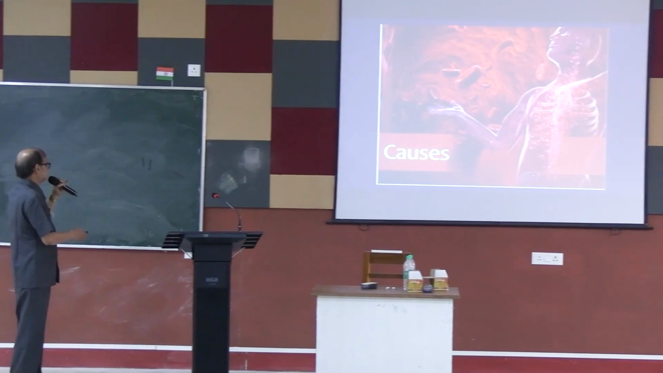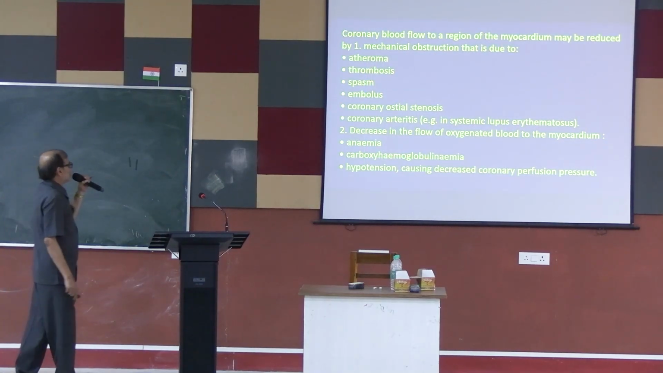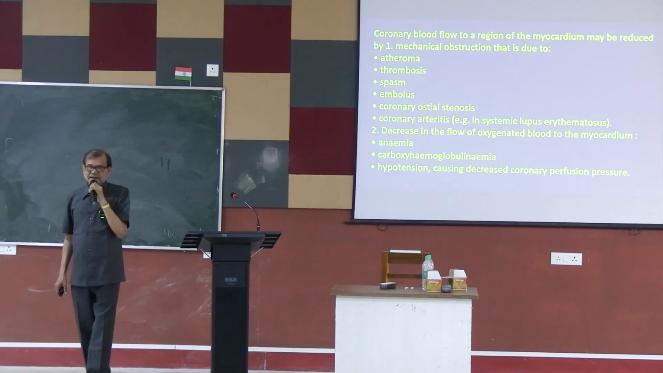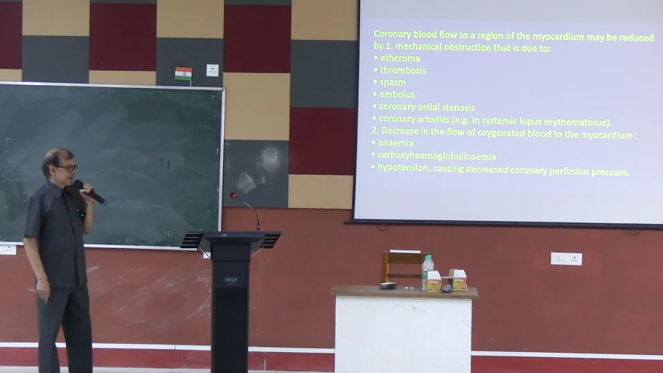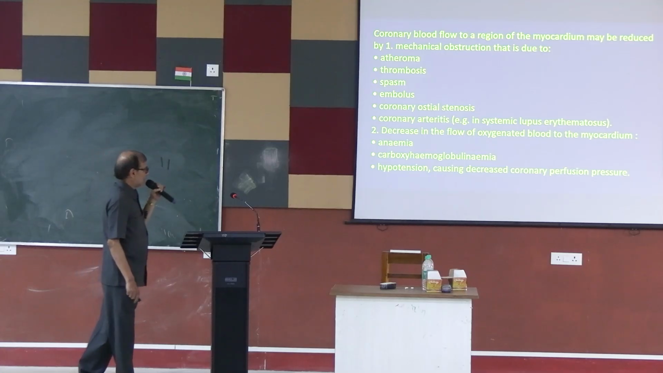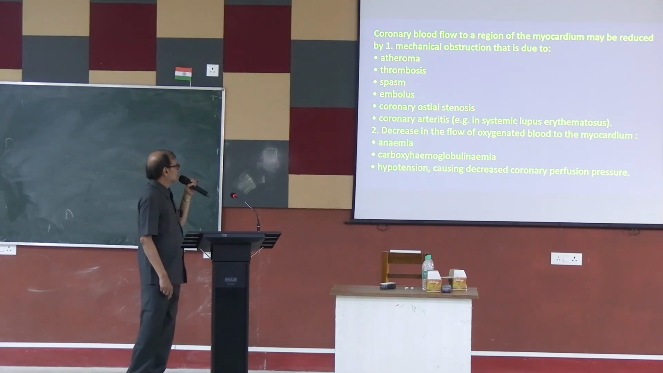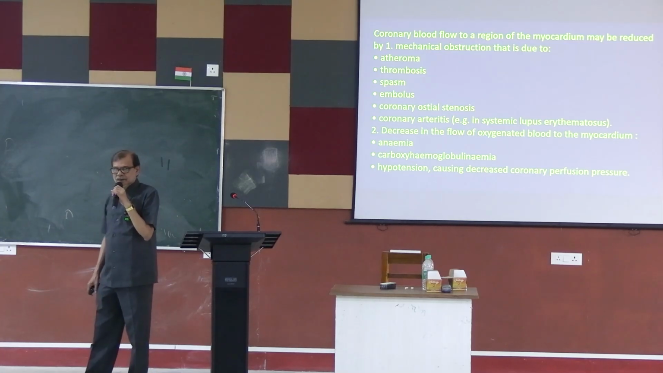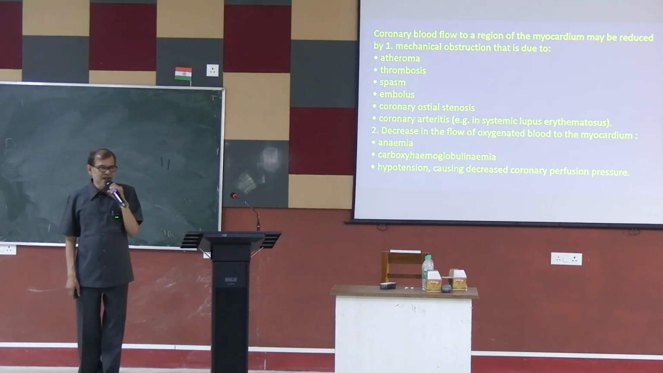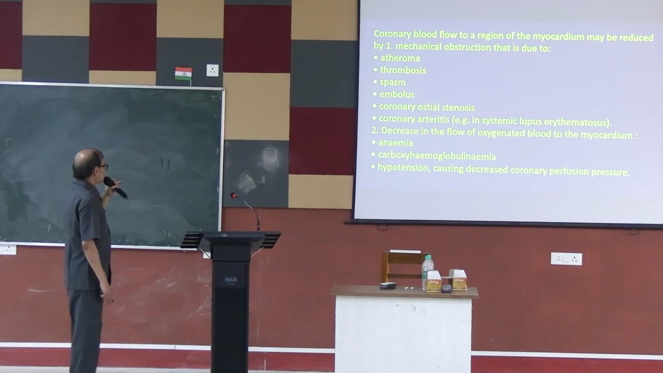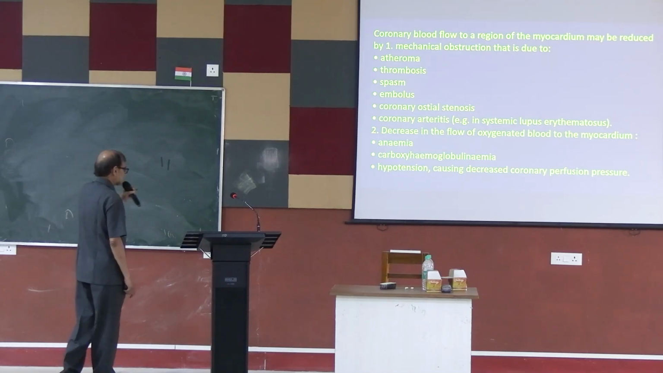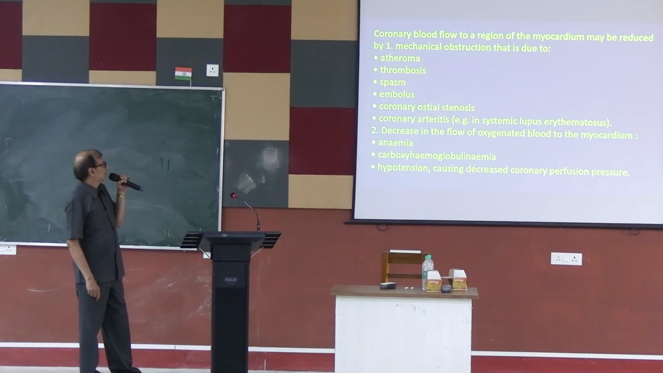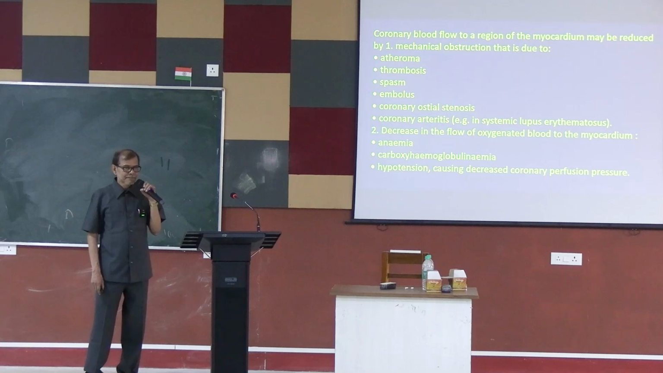Now, causes. Reduced coronary blood flow to a region or segment of the myocardium may be the result of number one, atheroma, number two, thrombus, number three, spasm, number four, coronary ostial stenosis, number five, coronary arteritis, for example, systemic lupus erythematosus. All are responsible for the mechanical obstruction.